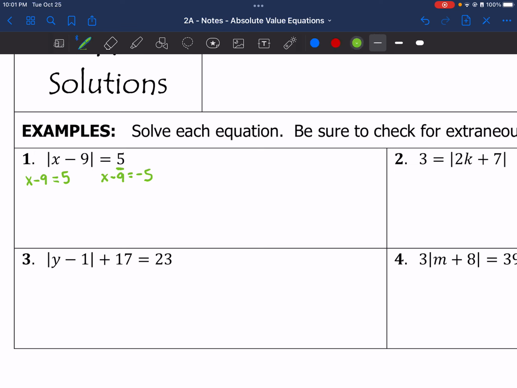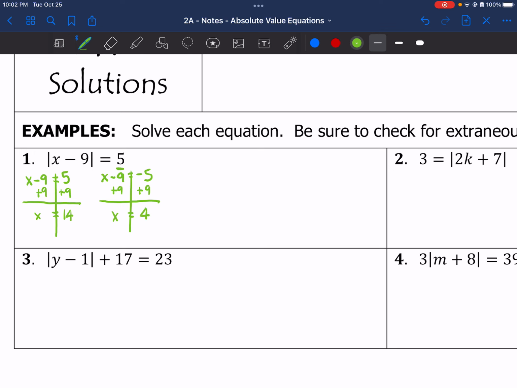Now, step 3, all we're going to do is solve each equation. So if we solve each equation for x, we're going to add 9 for my left equation. And for my left equation, I get x is equal to 14. Now for my right equation, we're also going to add 9 to both sides. And negative 5 plus 9, well, that's the same thing as 9 minus 5. And we get x is equal to 4.